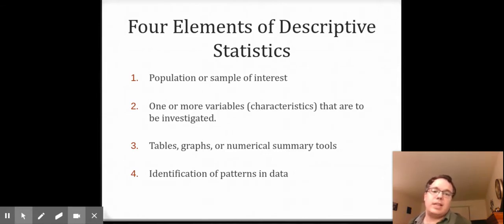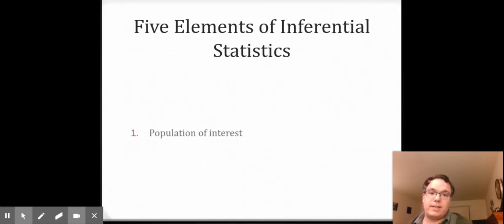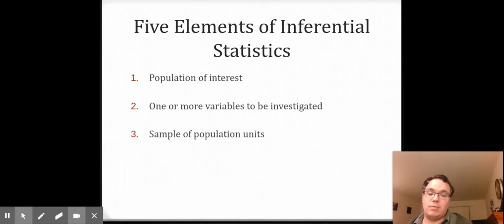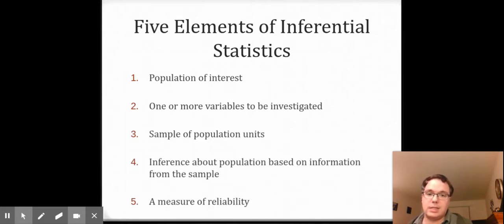And then you have to identify the pattern. So what happened? What can you tell from this? Is there a pattern or is there no pattern at all? All of those things help tell what happened. So describe what happened.